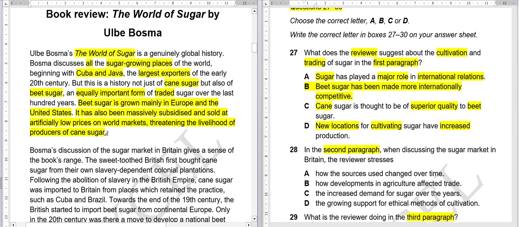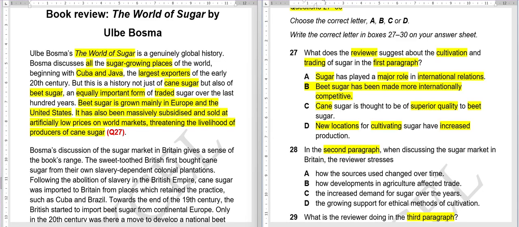Let me mark the location for you so that you will be able to easily understand where I'm talking about. Here, question 27. Let's see why this is our answer. Here they have said that beet sugar has been made more internationally competitive, and they explain how by massively subsidizing it and selling it at low prices. That's how governments have made it internationally competitive in world markets. I hope it is clear.